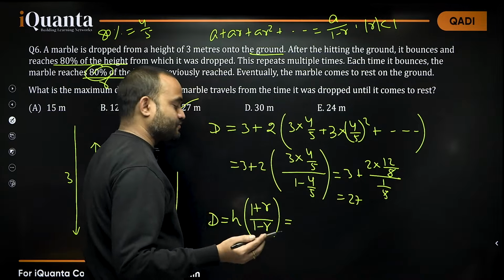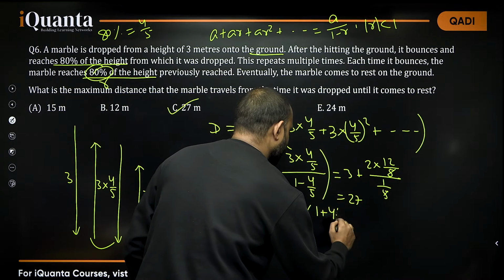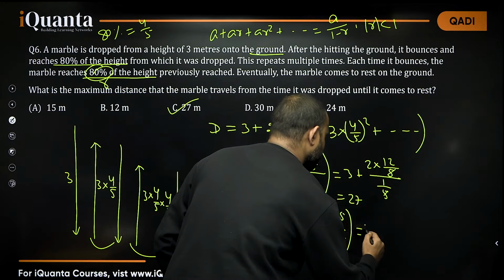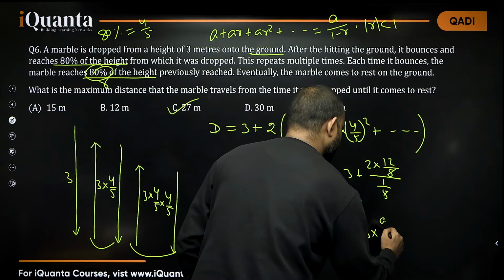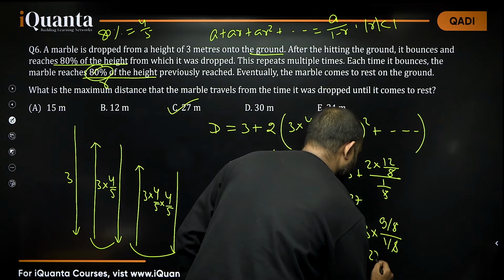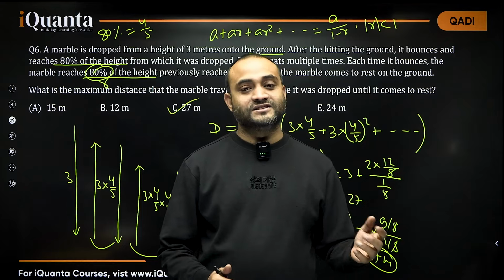What is r? R is 4 by 5 here, and what is h? 3. So 1 plus 4 by 5 upon 1 minus 4 by 5, which gives us 3 into, this is 9 by 5 upon 1 by 5. So 5 cancelled out, we are getting 27 meter directly. So you can use this, find the answer in seconds, right?